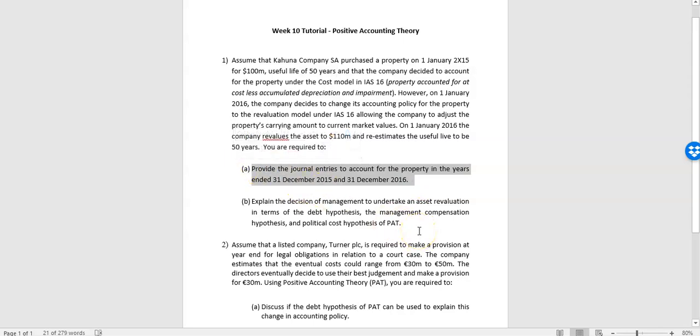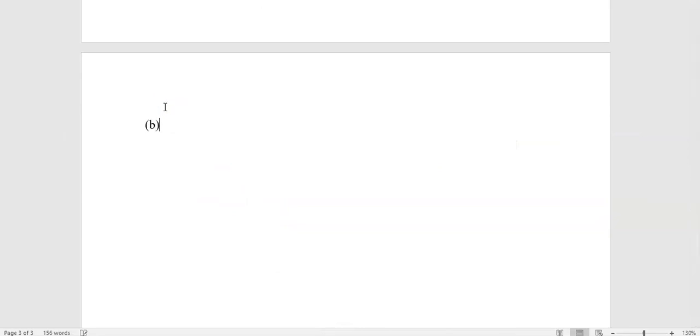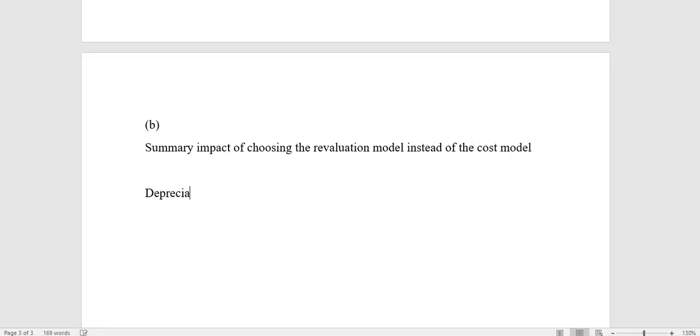But we're also asked in part B, does each of these hypotheses help explain the decision to undertake the asset valuation? So if we want to summarize in part B, what is the summary impact of choosing the revaluation model instead of the cost model? What is the summary impact? Depreciation increases from 2 million to 2.2 million. That means profits decrease. Because you've revalued the asset, your profits are going down because your depreciation expense, all else being equal, is going up. That's our first key impact that we're looking at.